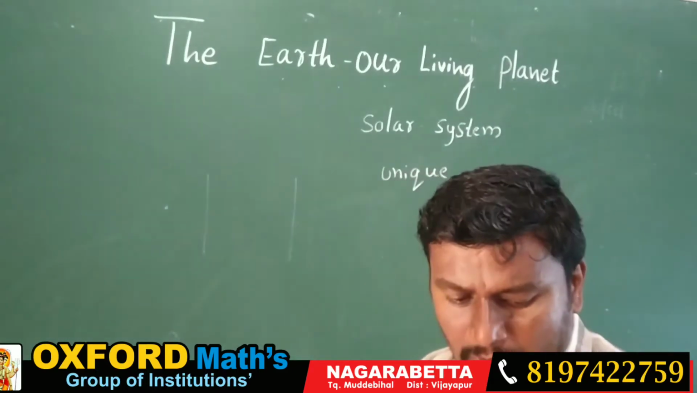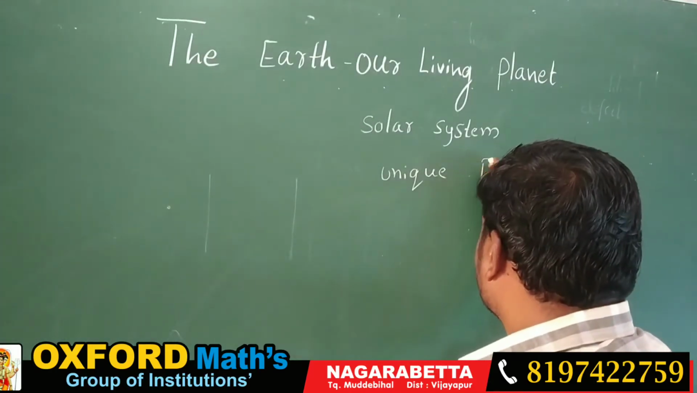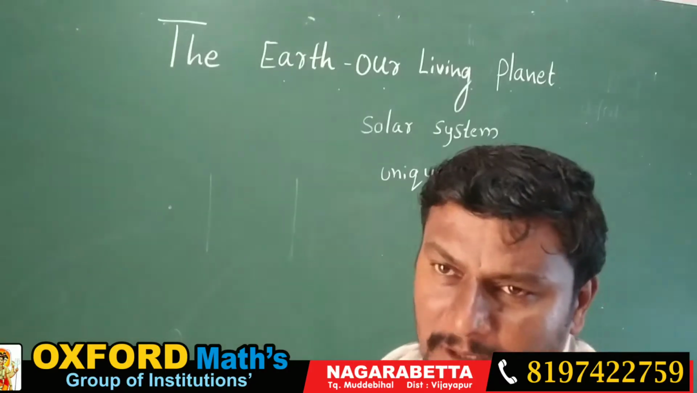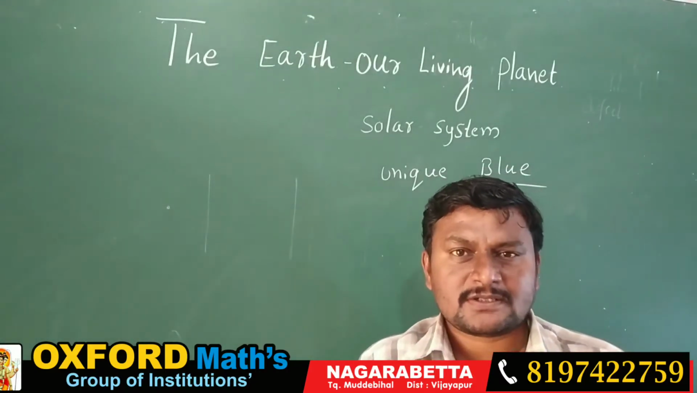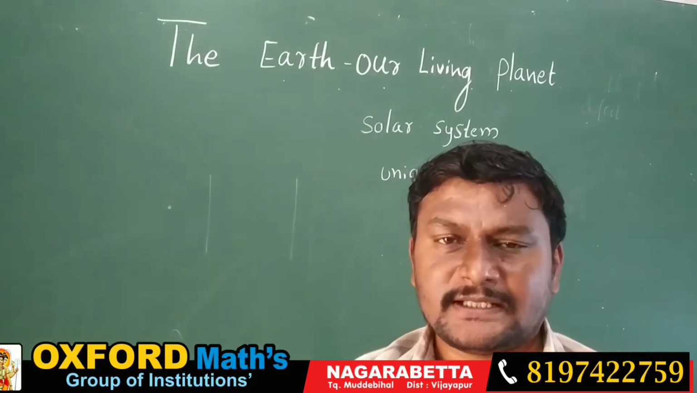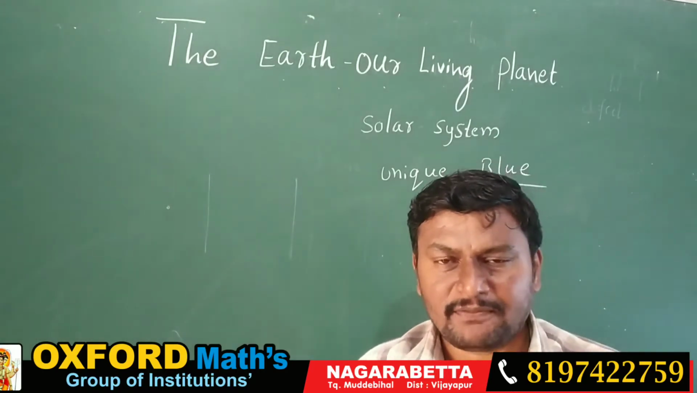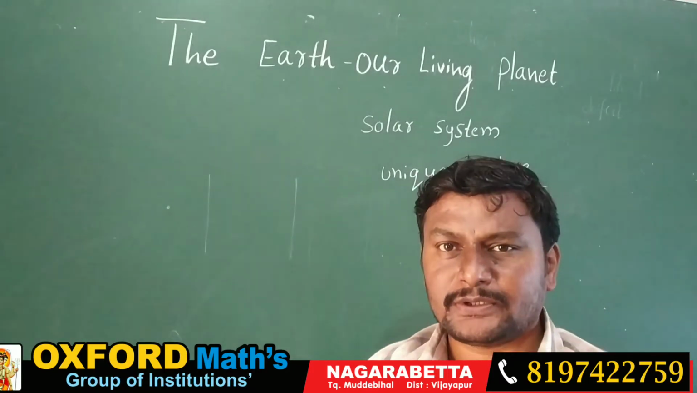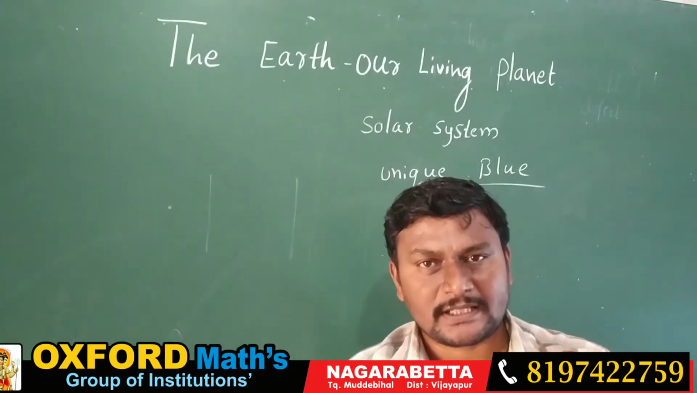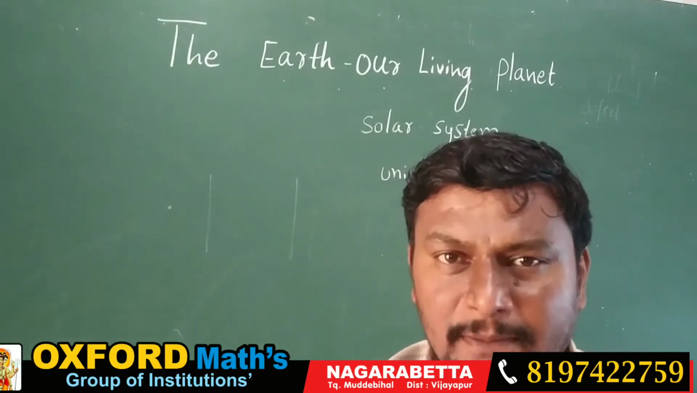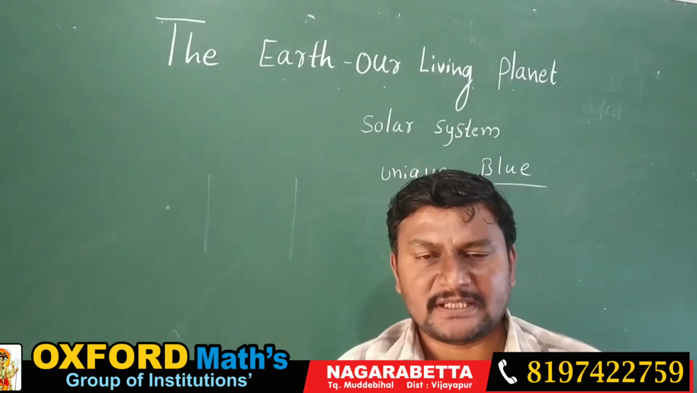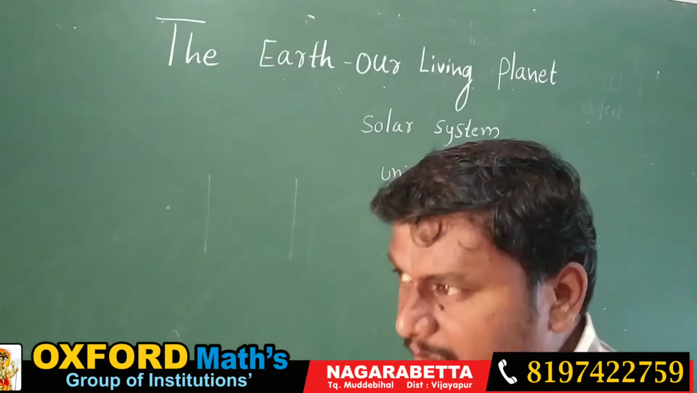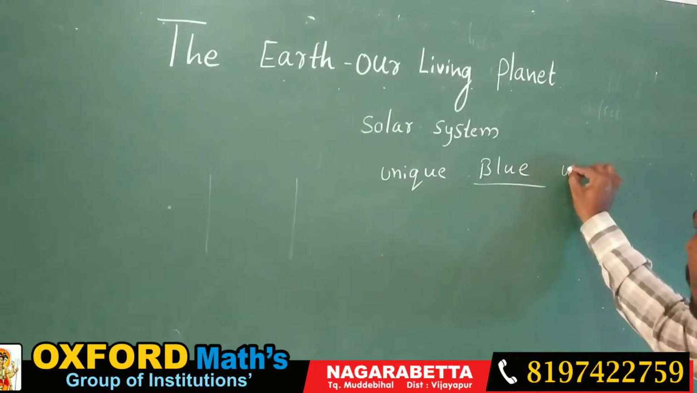And it is also called a blue planet. Why is it called a blue planet? Because it is covered by a large amount of water. Earth consists of 75% water and 25% land. Due to that, it appears blue from the satellites. Whenever you capture a video of the Earth, it appears blue. So it is called a blue planet.